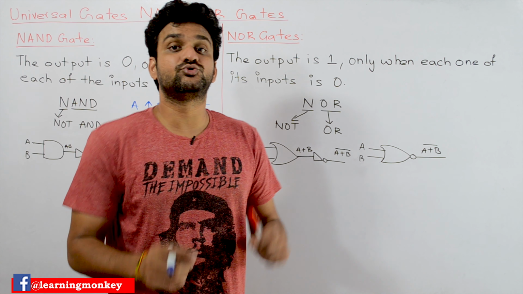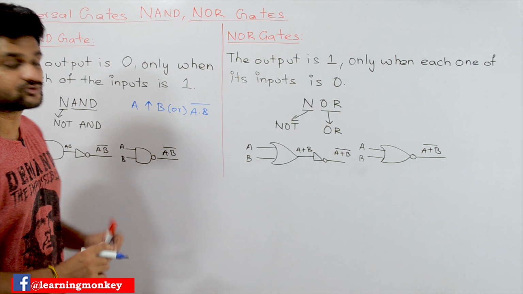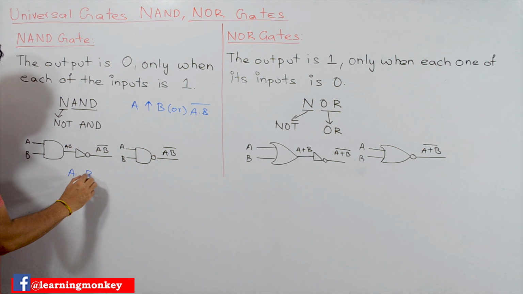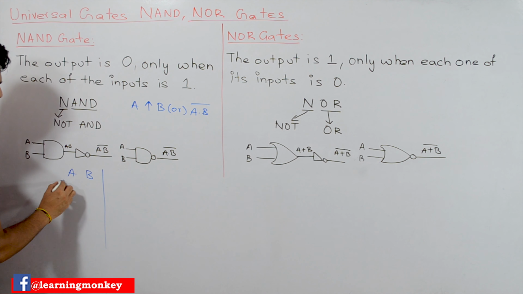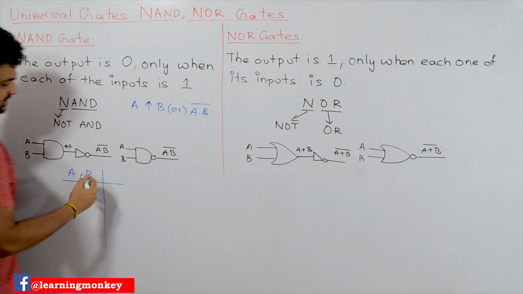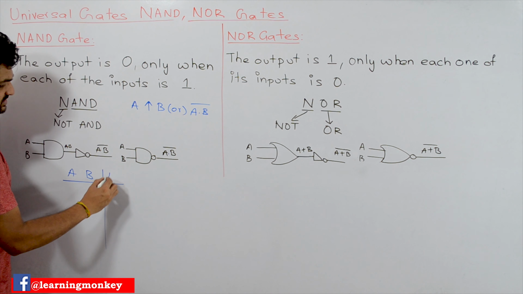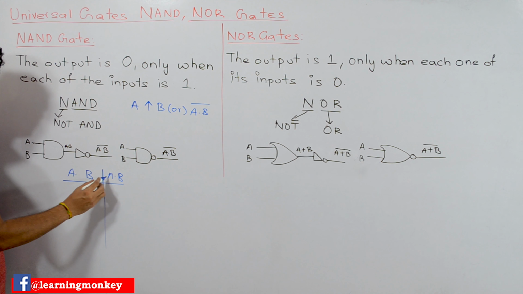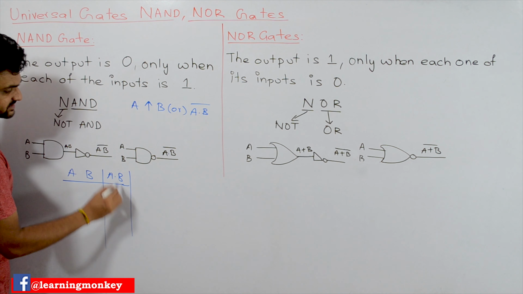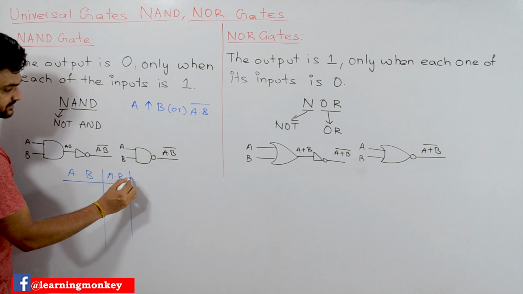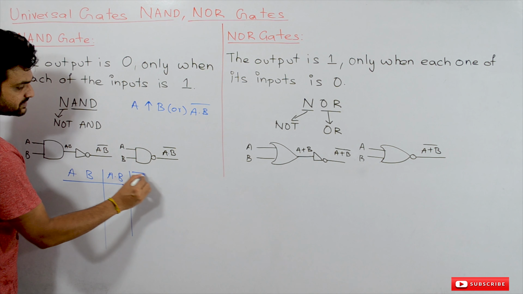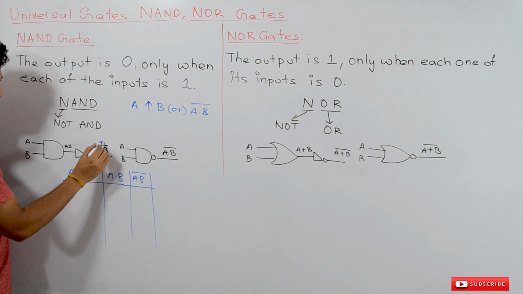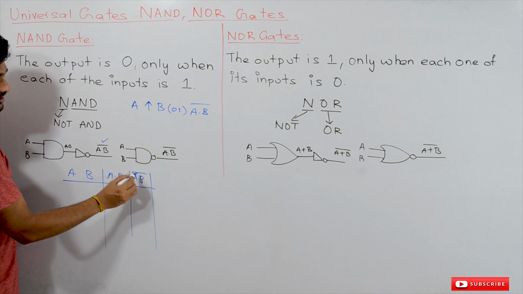Coming to the truth table of the NAND gate, what is the truth table of the NAND gate? For example, if you take the 2-input NAND gate, we will elaborate this a little bit. First we will take A dot B, and next the output generated by A dot B will get complemented. So AB bar is going to represent the operation. This one is going to be the NAND operation.